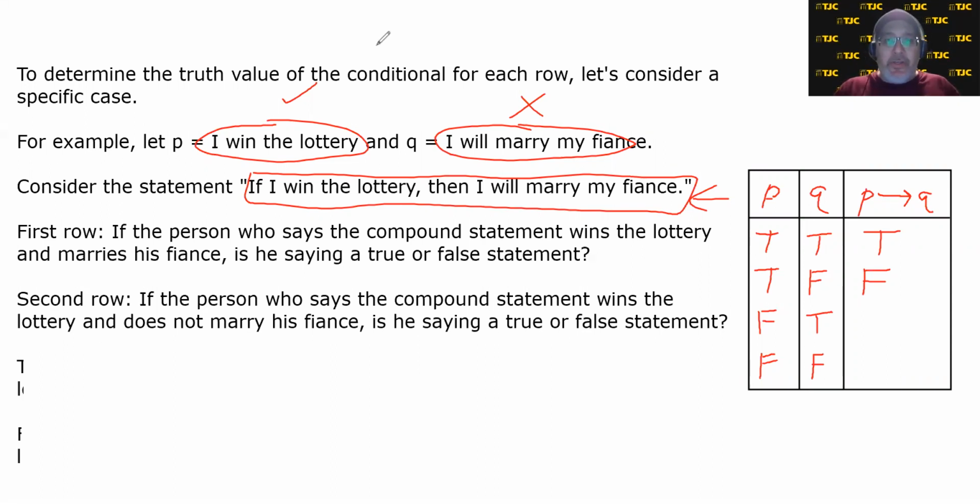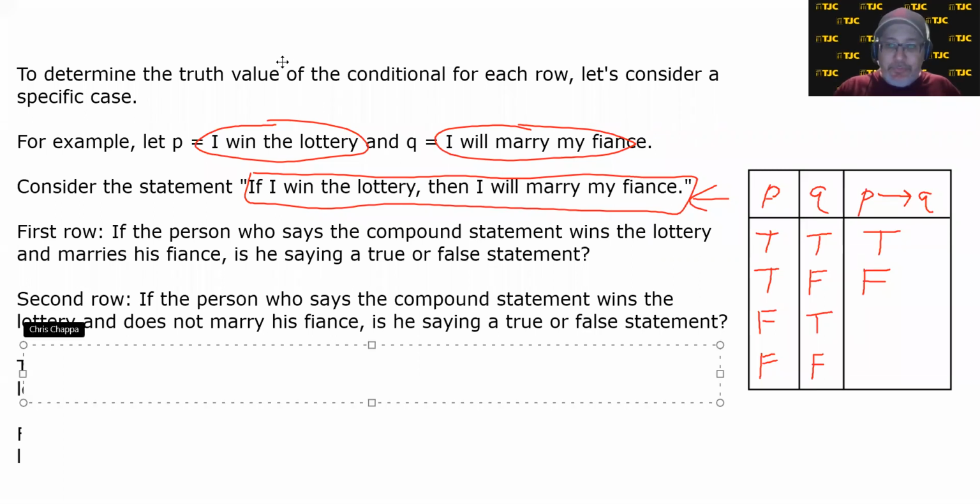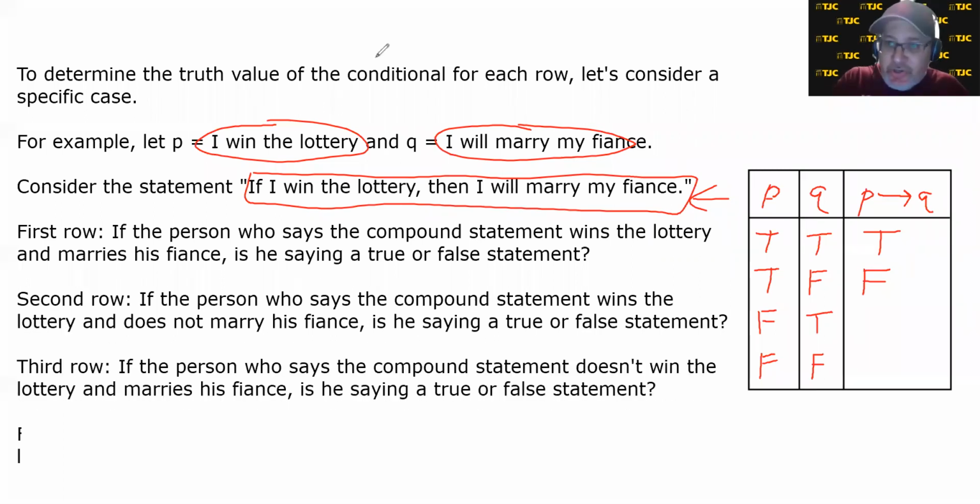All right, let's go to the third row. Now, this one's a little tricky to figure out. Third row, which is antecedent false, consequent true. Let's say I tell my fiance, if I win the lottery, then I will marry you. And then I don't win the lottery, but I marry you anyway. Did I lie?